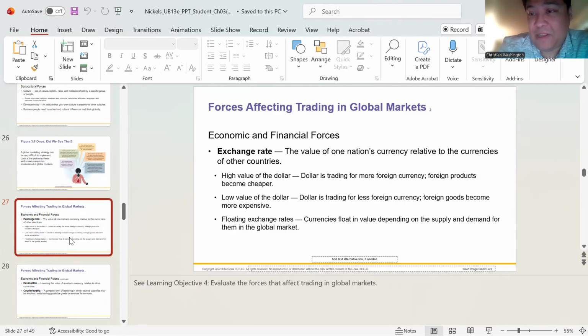Who needs it, right? Who needs the dollar? Who needs the currency? So floating exchange is supply and demand based pricing. That's how that works.